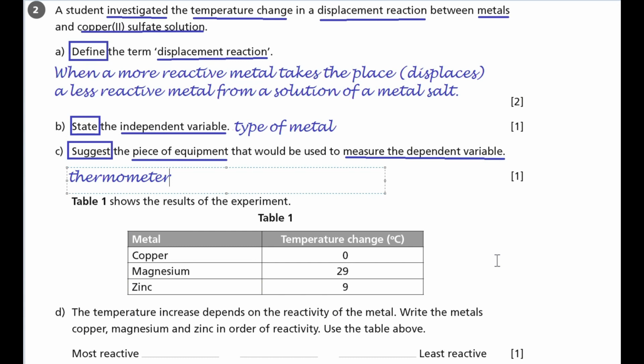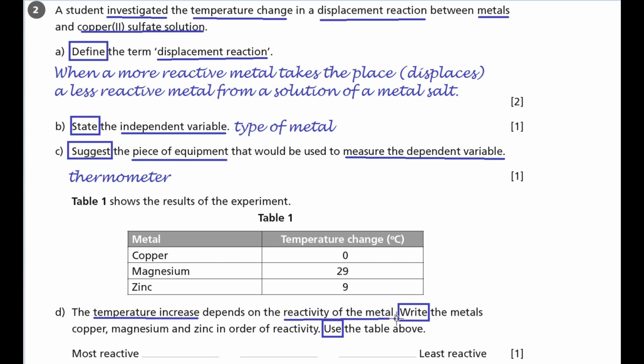Part D. The temperature increase depends on the reactivity of the metal. Write the metals, copper, magnesium and zinc in order of reactivity. Use the table above. So, what are the command words? There's 2 here actually. One of them is write and the other one is use. And what other information have they given us, the examiner here? They've told us that the temperature increase depends on the reactivity of the metal.